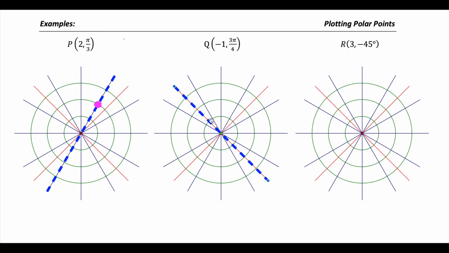What's going to happen with that is instead of going in the direction of 3 pi over 4, so instead of going where my mouse is in the second quadrant, we'll actually go the opposite. So the point's going to end up down here, down in quadrant 4 instead.